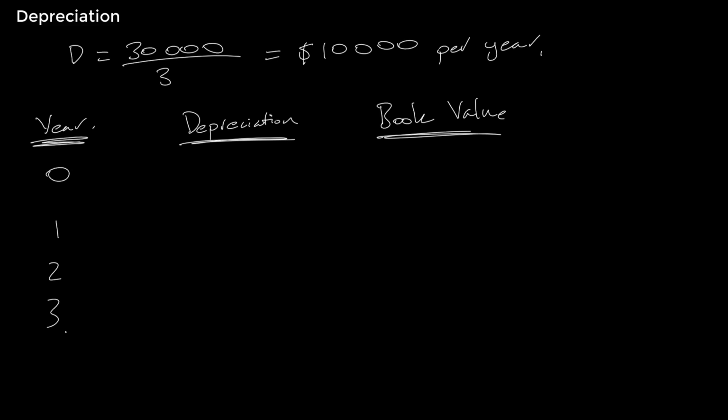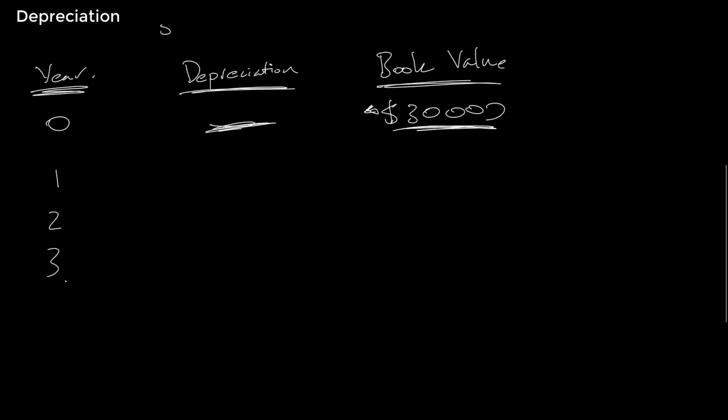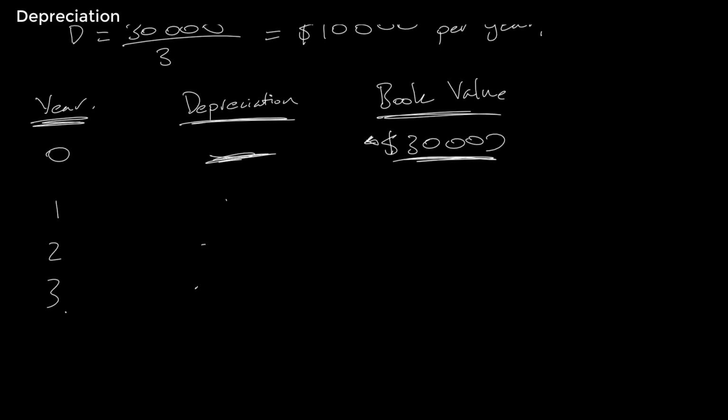So in year 0, nothing's depreciated. You've just purchased the asset. There hasn't been time for the asset to reduce in value. So the book value will just equal its initial cost, and the initial cost of this ice cream cart is $30,000. For years 1, 2, and 3, because we're using straight line depreciation, the depreciation per year is the same. So the depreciation each year is just $10,000.